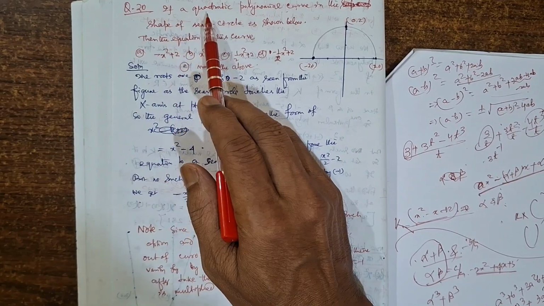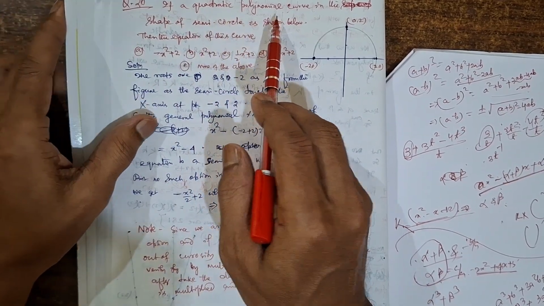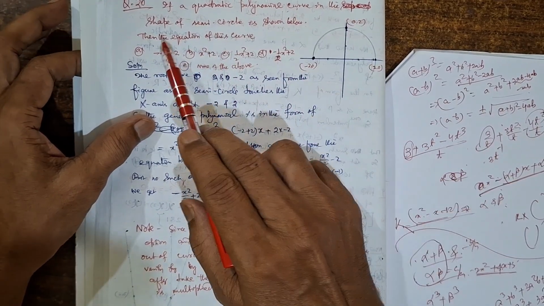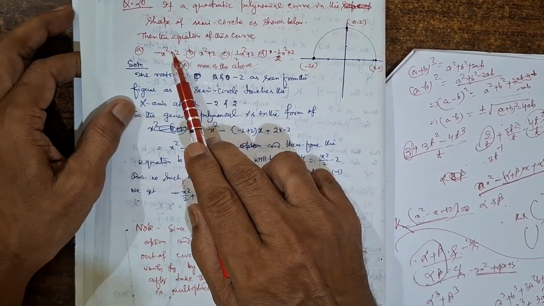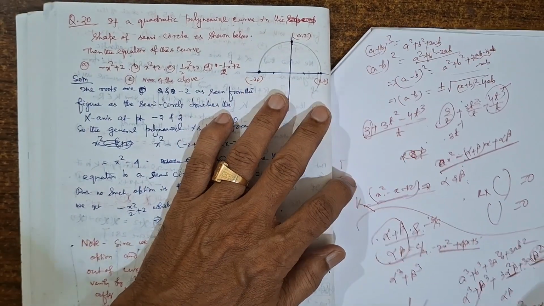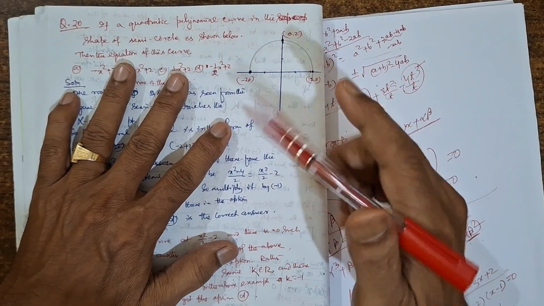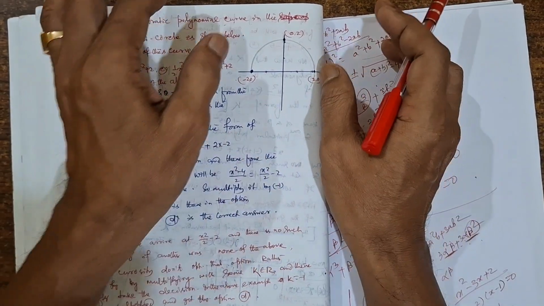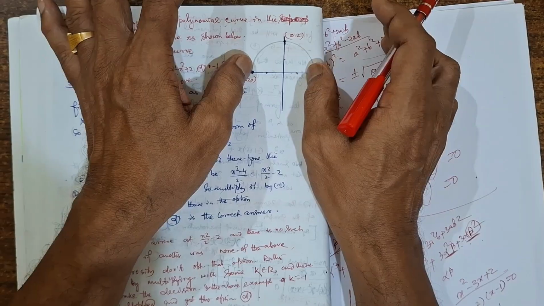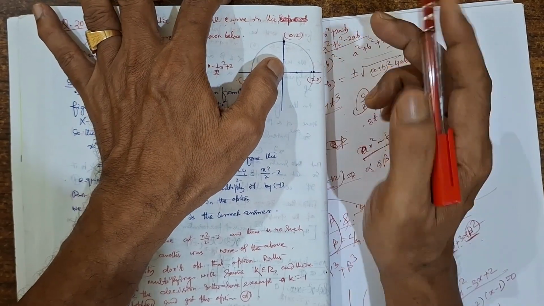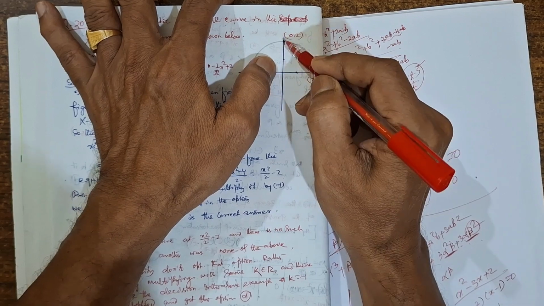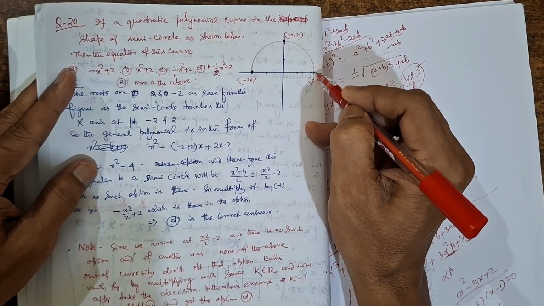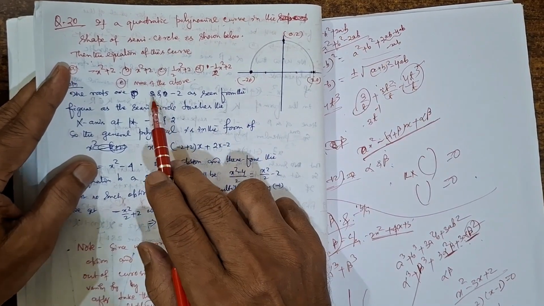If a quadratic polynomial curve in the shape of a semicircle is shown below, then the equation of the curve is given in this way. So what are the points of the semicircle? Semicircle means only from this to this. So it is 2 and minus 2. What will be the diameter? D is totally 2 plus 2, that is 4. So r is equal to 2. Now what are the roots? Where it touches the x-axis. So the roots are 2 and minus 2.